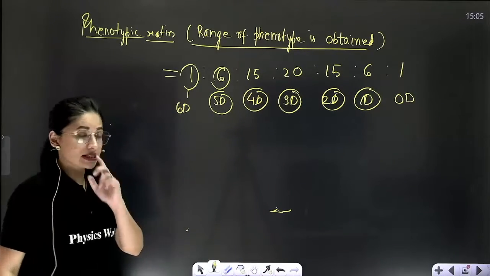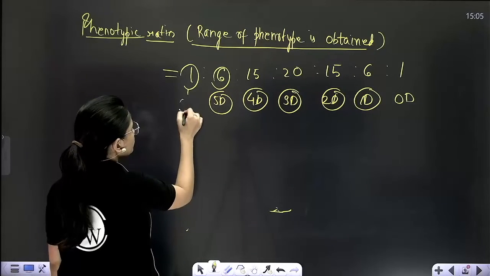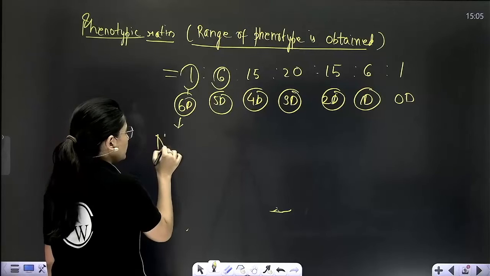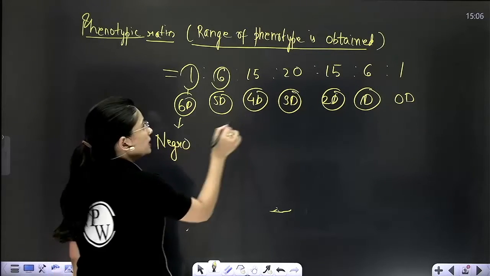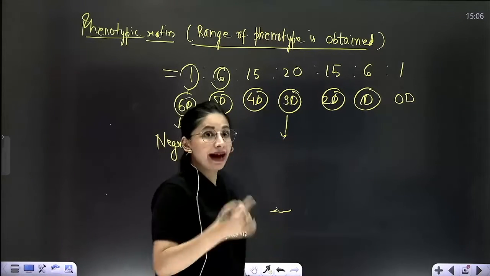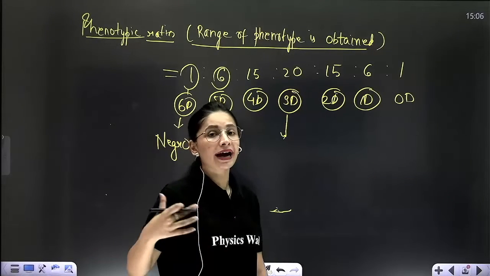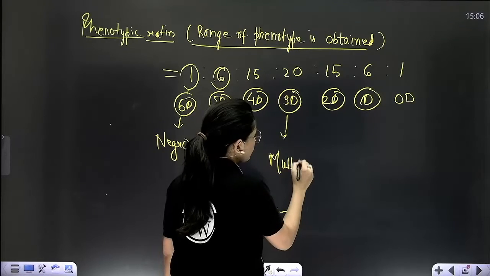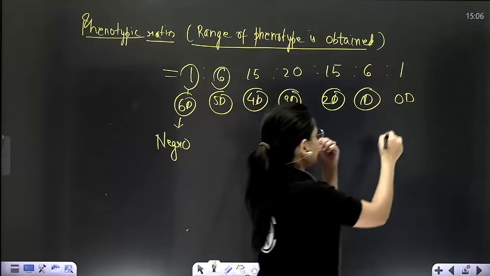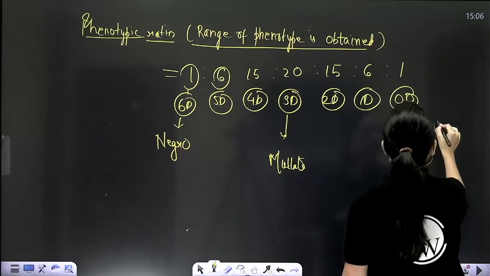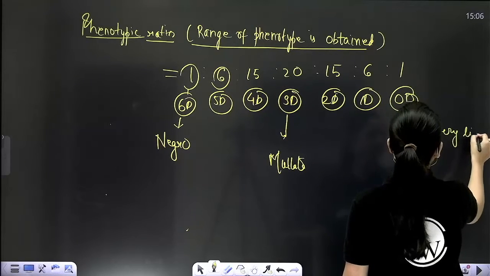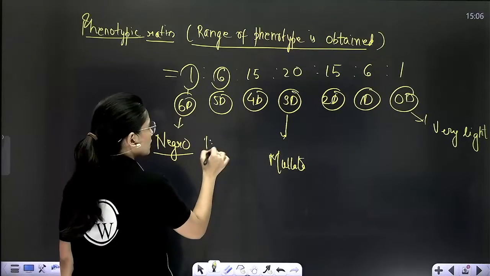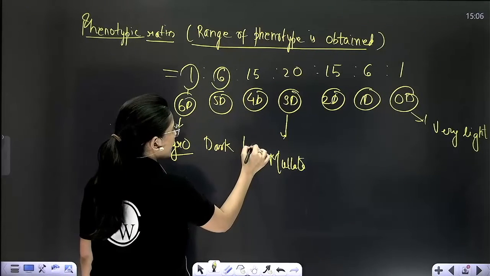So a person with 6 dominant alleles will be very dark, will be a Negro. A person with 3 dominant alleles will have maximum chances of offspring having intermediate coloration, which is mulatto. 0 dominant means very light. Now you can imagine very dark, dark, less dark.